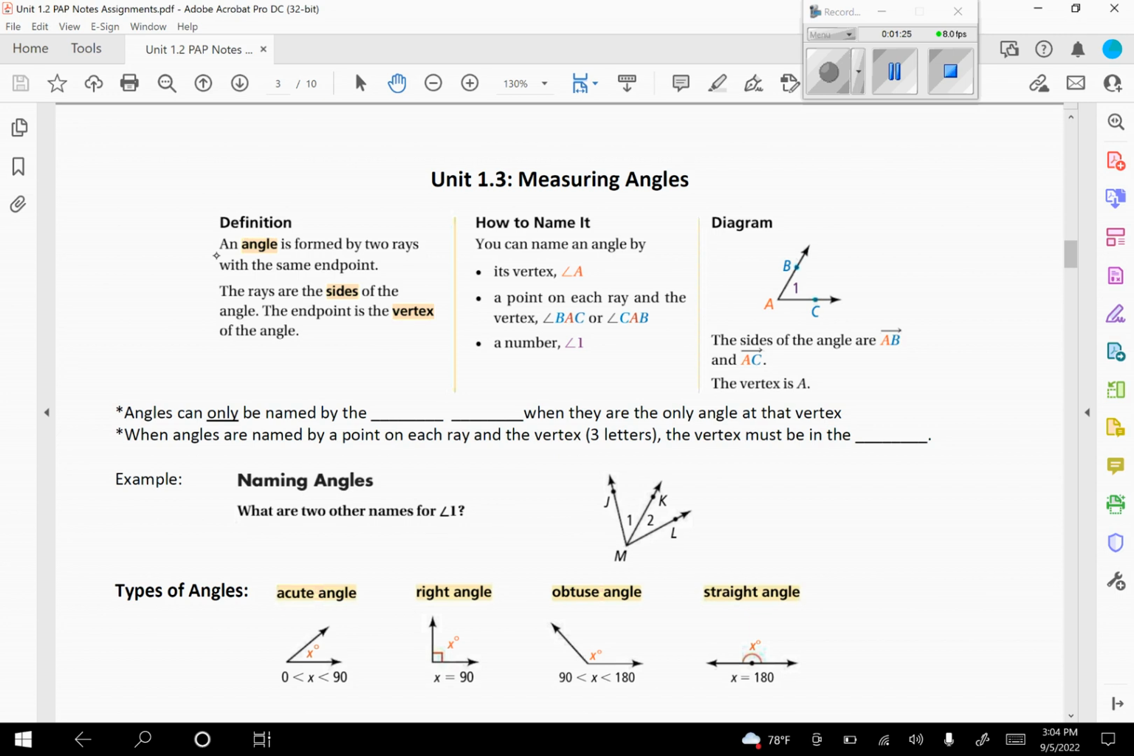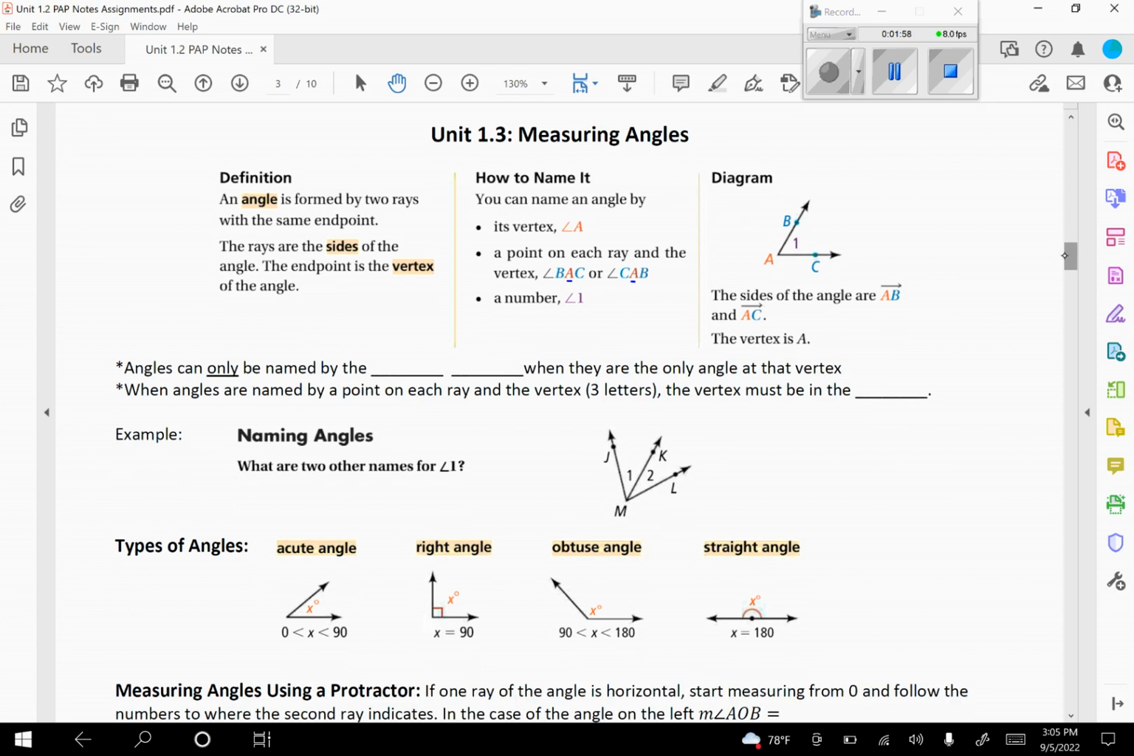Or if it's got other angles around it, you have to name it with the 3 letters. And if you notice, in the middle is always that vertex. So again, angle BAC or angle CAB. And this little symbol that's right in front that kind of looks like a less than, but a little bit different, you say that angle. So you can call this angle A, angle BAC, angle CAB, or angle 1. That symbol means angle.